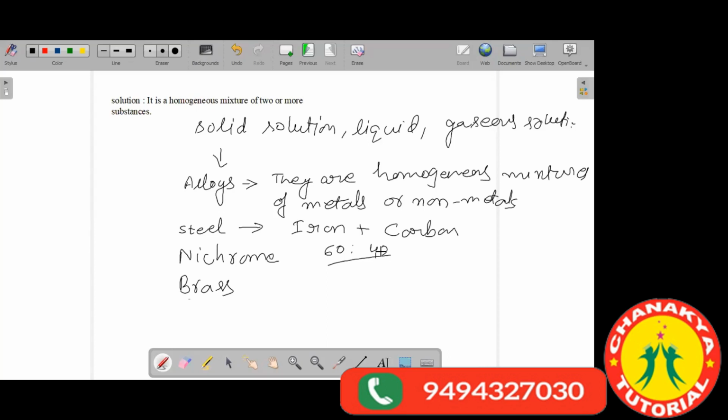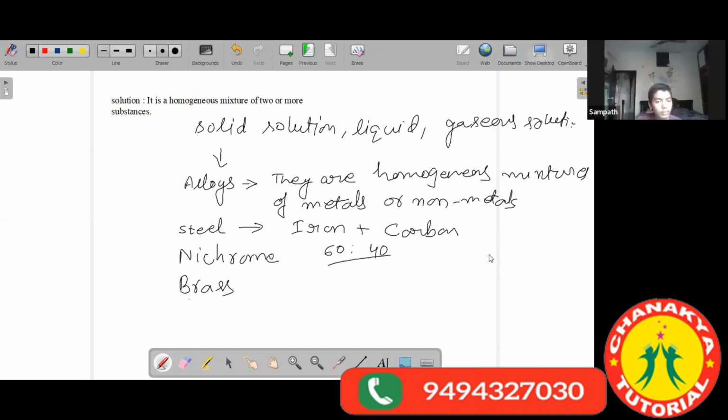Got it? So is it clear that for a solution we can either have a solid solution, a liquid solution, or we can also have a gaseous solution? So a solution can be present with us in any form, either solid, liquid, or gas.